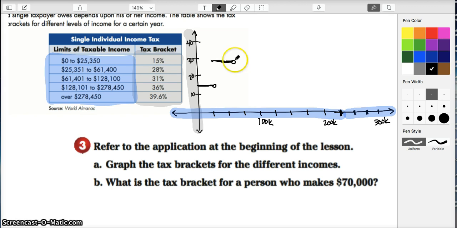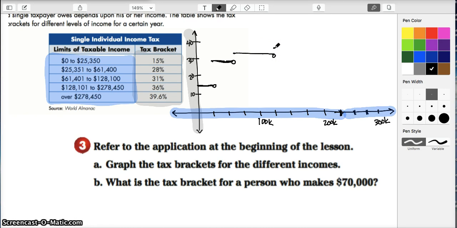So as soon as you get to 61,401, it stops there, and the next value, we jump to another tax bracket, which will be 31%. And that 31% tax bracket is going to take you all the way past the $200,000 mark, the $225,000 mark, and just a little ways beyond. And as soon as you get past 128,000, I don't know if I said the right thing last time, but you know what I mean, $128,100. As soon as you get above that, boom, you are into a new tax bracket, which is 36%, which is going to be just above there.